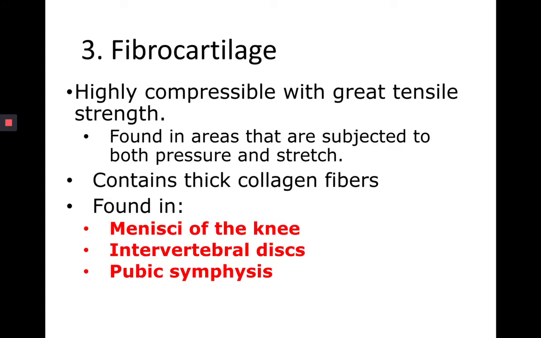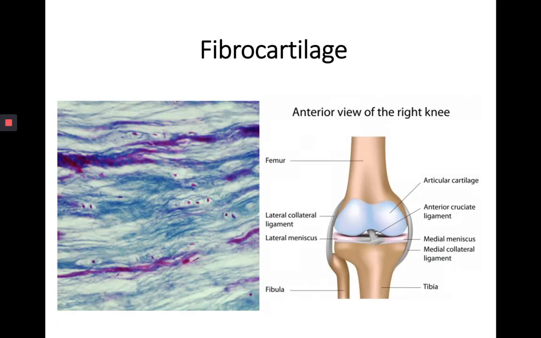The intervertebral disc, that's when we move left and right. There's a lot of twisting movement available for our vertebrae. And then the pubic symphysis, so the pelvic bones need to be able to shift or slightly move if they undergo certain pressure or stretch. Here's a picture of fibrocartilage on the left, and you can also see the lateral and medial meniscus in light pink in this image.